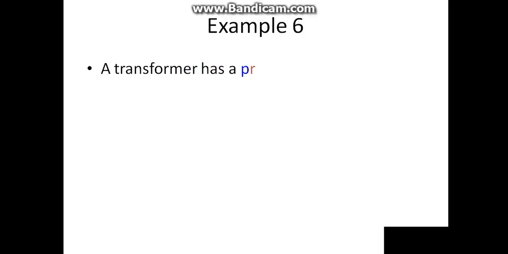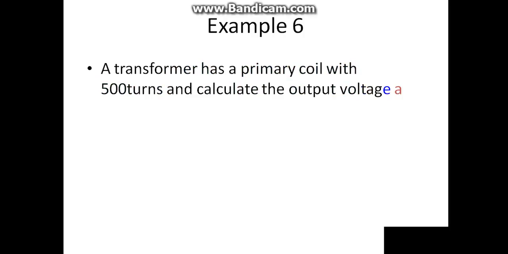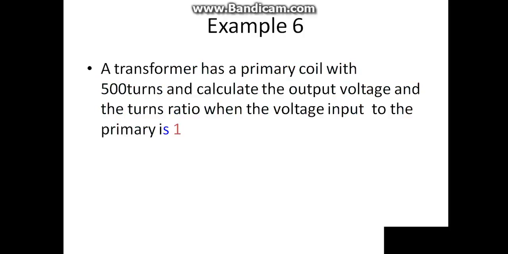Example 6. A transformer has a primary coil with 500 turns. Calculate the output voltage and the turns ratio when the voltage input to the primary is 120 volts.